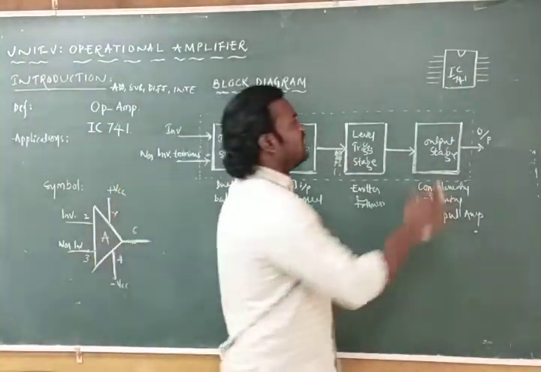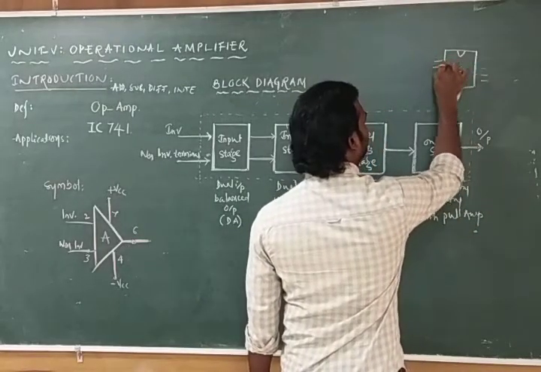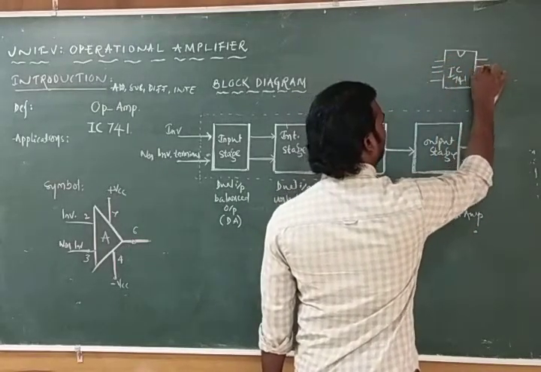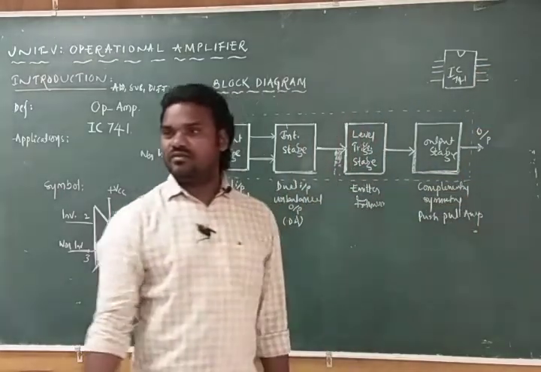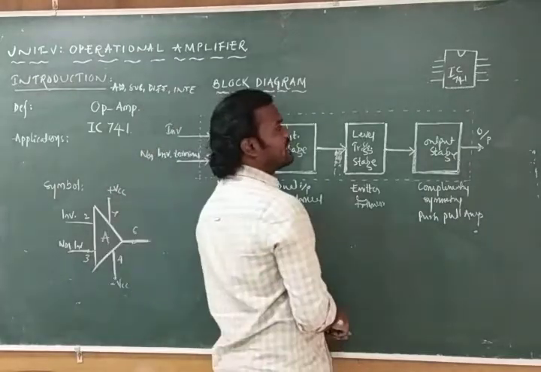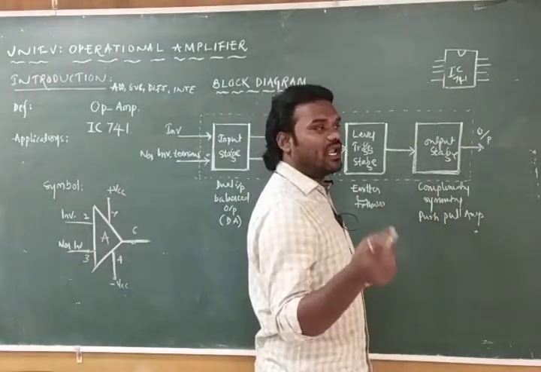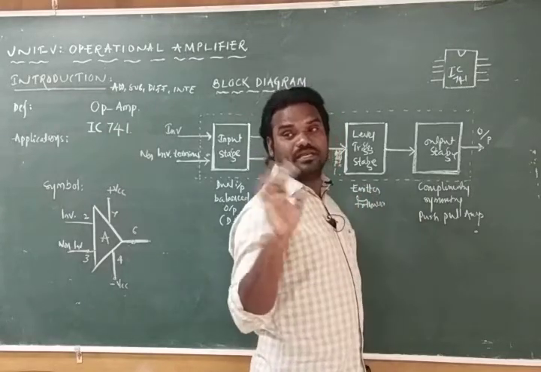Operational amplifier. It is an 8-pin integrated circuit. How many pins is it having? 8 pins. Left side, how many pins? 4. Right side, how many pins? 4. 4 plus 4, how many pins? 8 pins. So the IC 741 is an integrated circuit which has 8 pins.